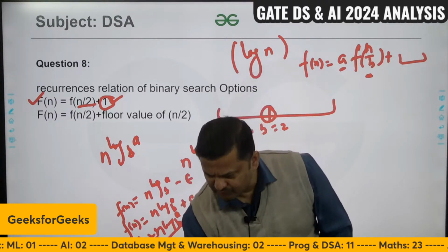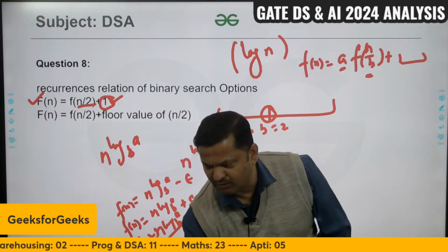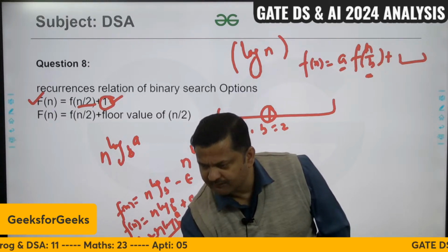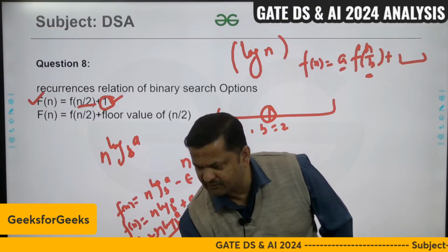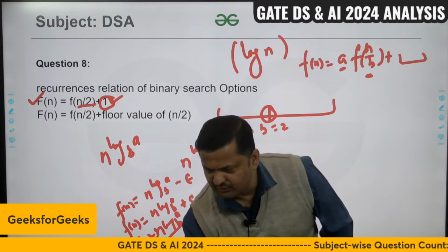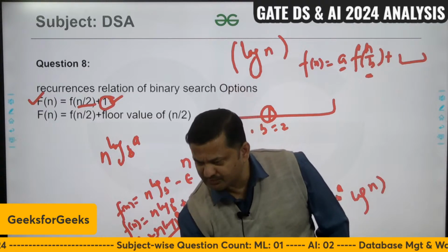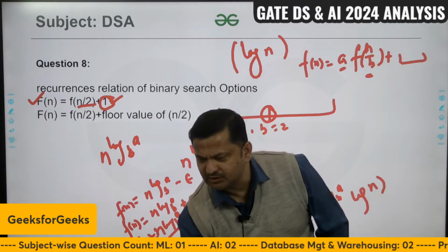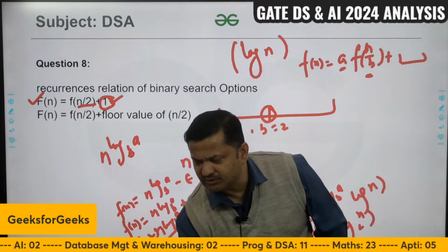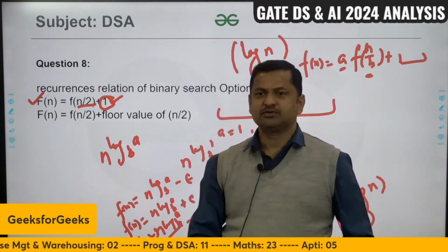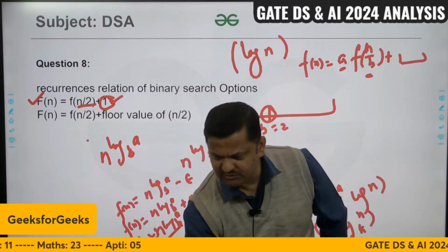According to this, if this option is correct, your solution will be f(n) equal to theta of n to the power log a base b times log n. If I put the values over here, this is theta of n to the power 0 times log n base 2. So it is nothing but log n base 2. That is the required outcome. So according to this, the first option will be the correct one.